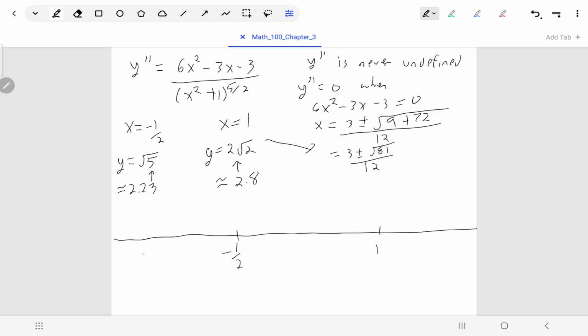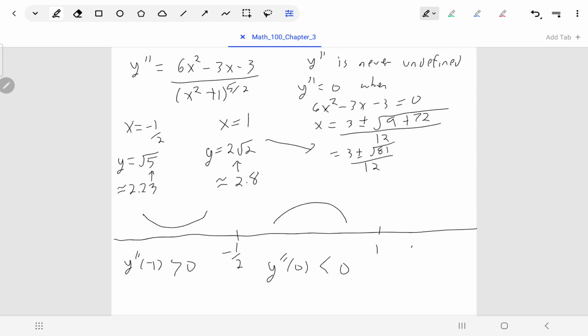And if I were to look at a value less than negative 1/2, like negative 1, and put that into my second derivative, it turns out to give me something that's positive on the top and positive on the bottom. So we're going to wind up with something that's positive. We are concave up in that interval. If I'm looking between negative a half and 1, an easy choice would be 0. For that one, I would have negative 3 on the top and 1 on the bottom. I would have a negative value for my second derivative, so we'd be concave down.